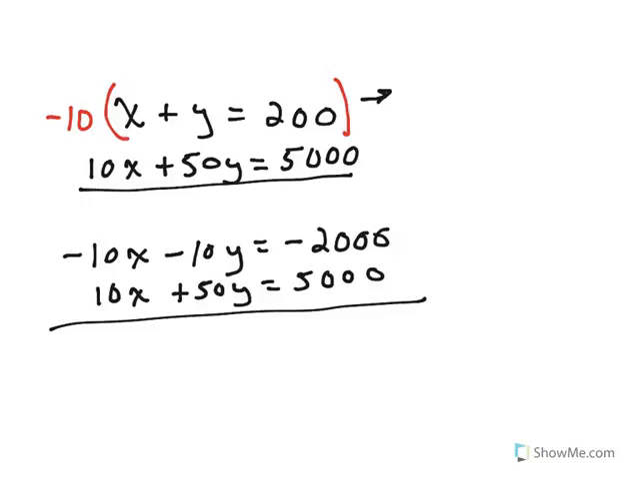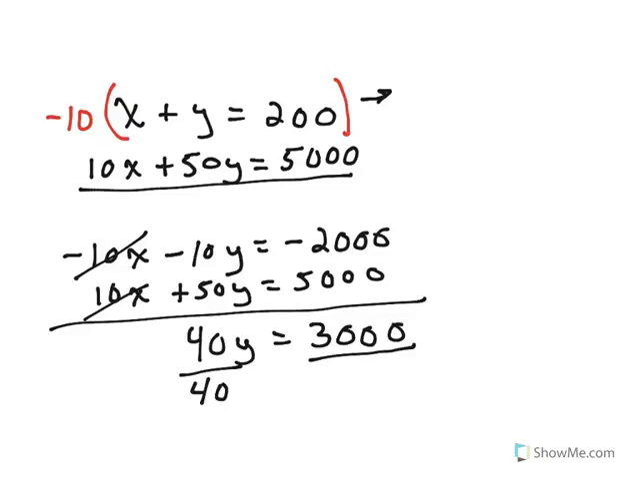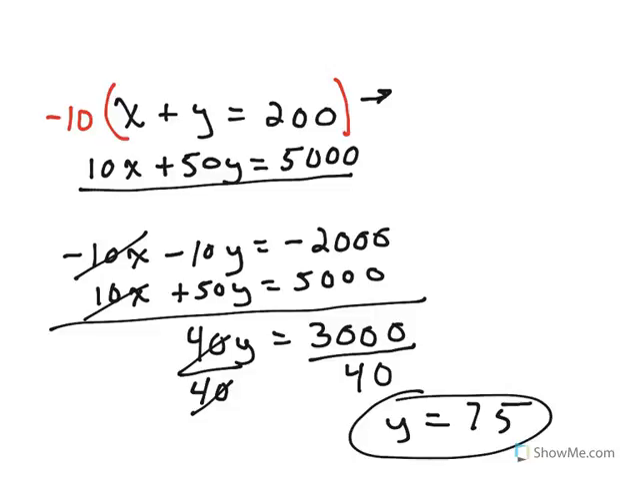Now I can add them together and my x's will cancel out. Negative 10y plus 50y is 40y. Negative 2,000 plus 5,000 is 3,000. Now divide both sides by 40 to get y by itself. And y equals 75. 3,000 divided by 40 is 75.